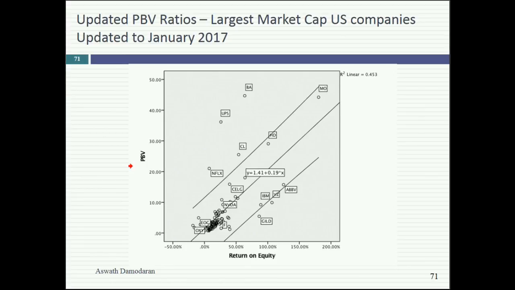So basically, if I have a much higher return on equity as a company, I'd expect to trade at a very high price to book. Like whom? What's MO? Does anybody know what MO is the symbol for?